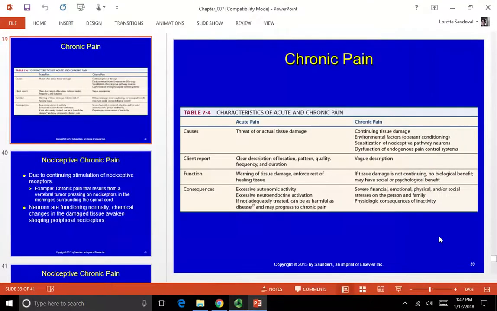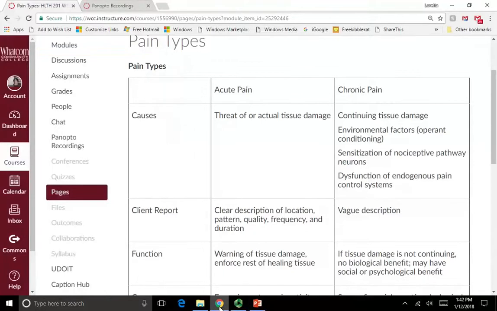In this last section of chapter 7, we are going to start to talk about chronic pain versus acute pain and different types of pain. So table 7.4 in the book compares the characteristics of acute versus chronic pain. And I also have this table in the module. It's the same table, just different font. So we'll go over it.